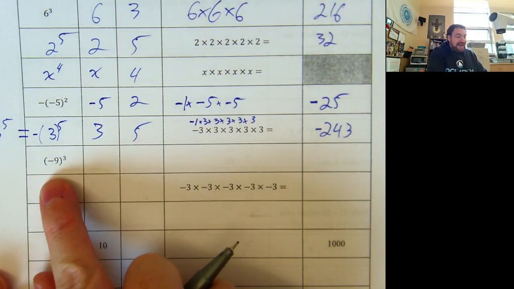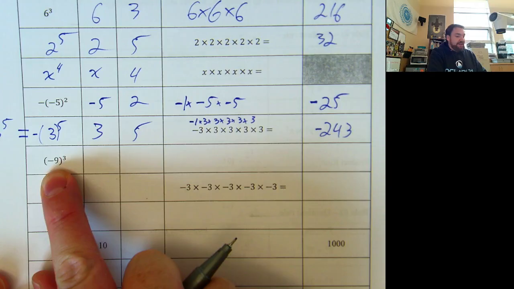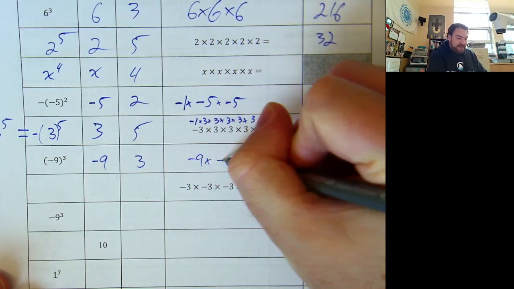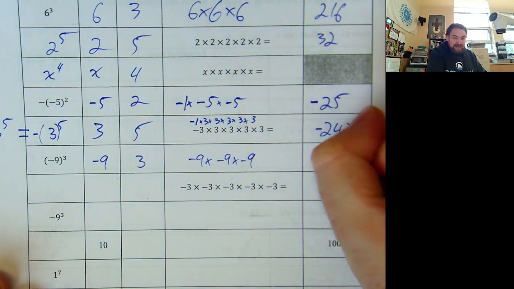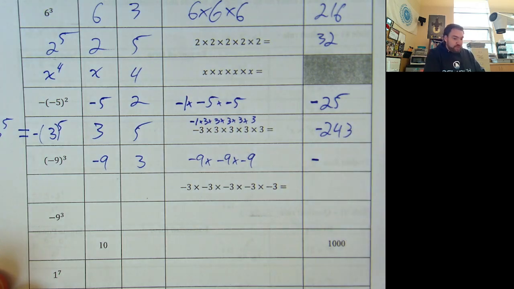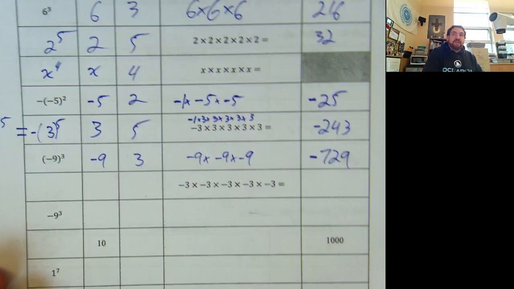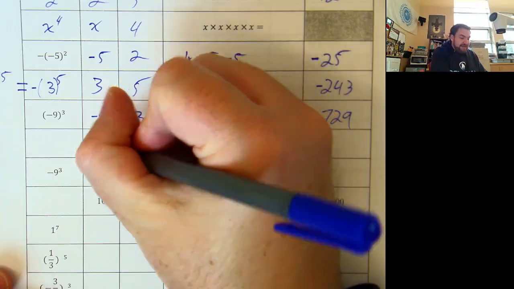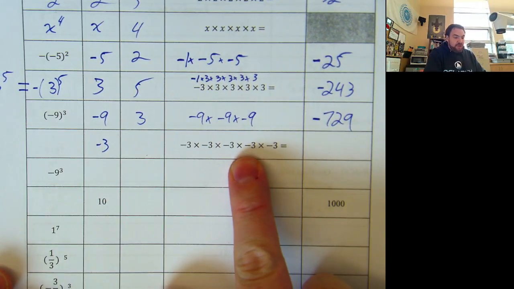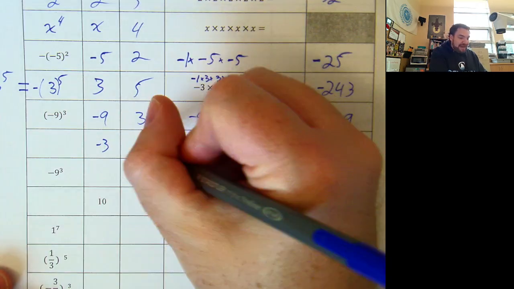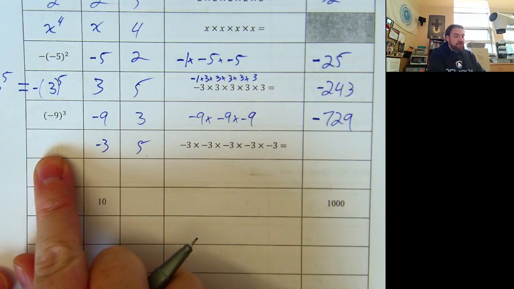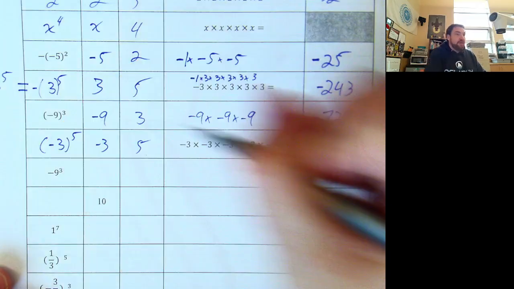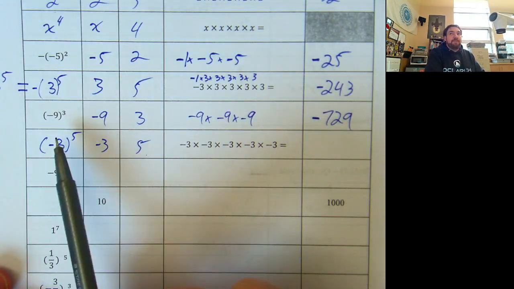Okay, cool. Now it's inside the brackets. So what's the base here? Negative 9, exponent of 3. Negative 9 times negative 9 times negative 9. This result is going to be negative 729. Good. What's the base here? It's negative 3, because the minus sign shows up on each one. What's the exponent? So how am I going to write this as a power? Negative 3 in brackets to the 5. Good. That minus sign must show up inside the brackets.